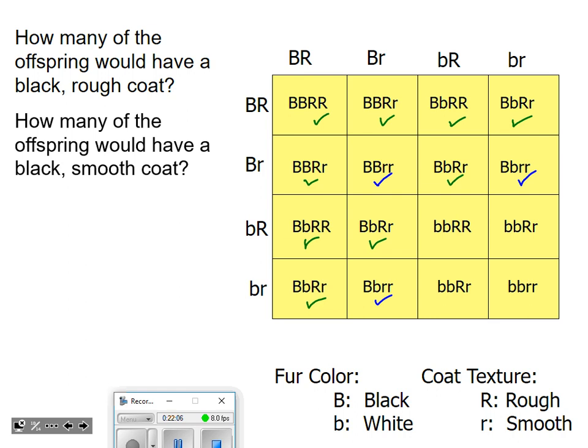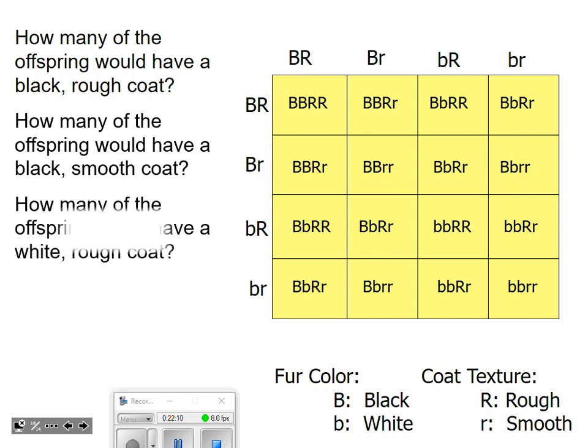My next one is white rough. So white is lowercase b's, 2 of them. Rough is at least a capital R. So I look at my one. Here's lowercase b's with a capital R. Here's lowercase b's with a capital R. Here's lowercase b's with a capital R.